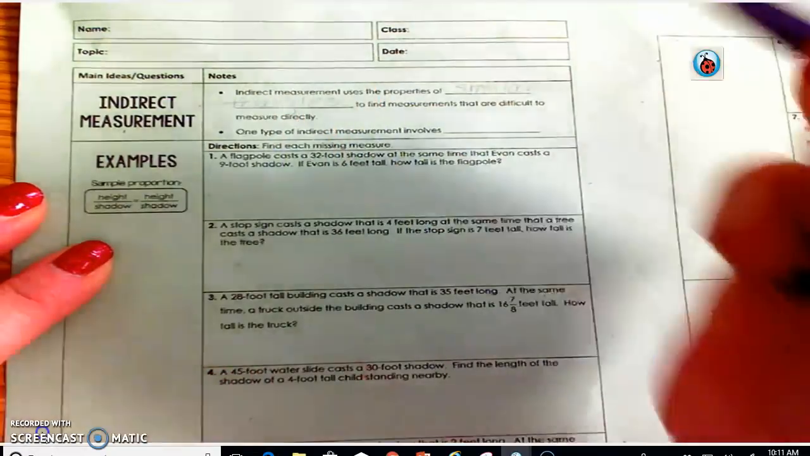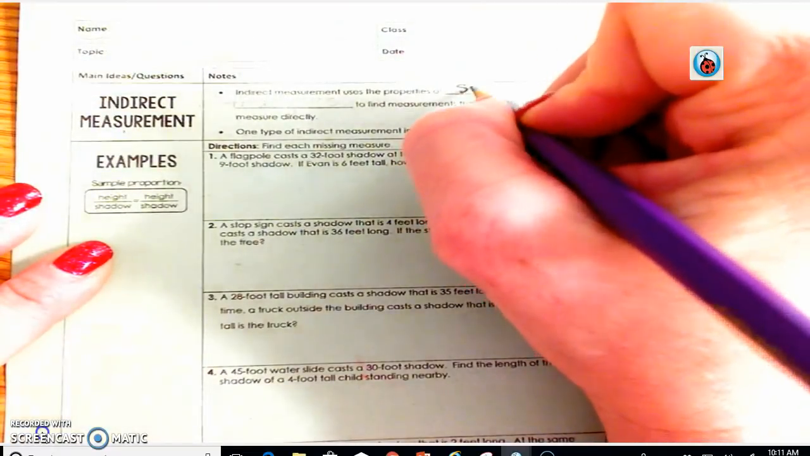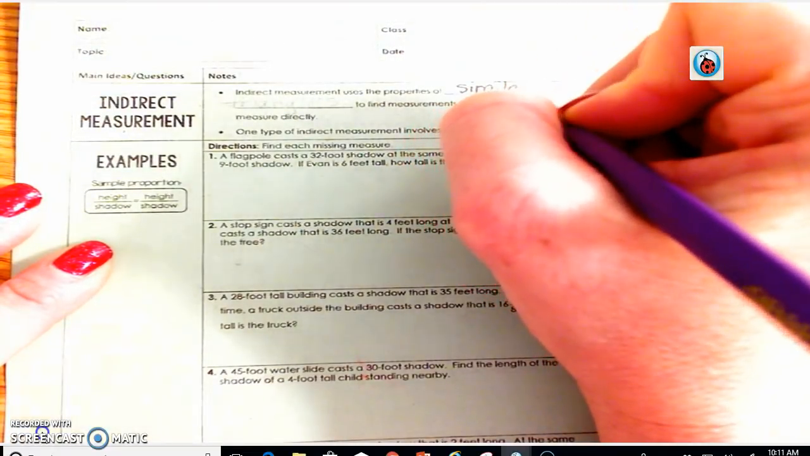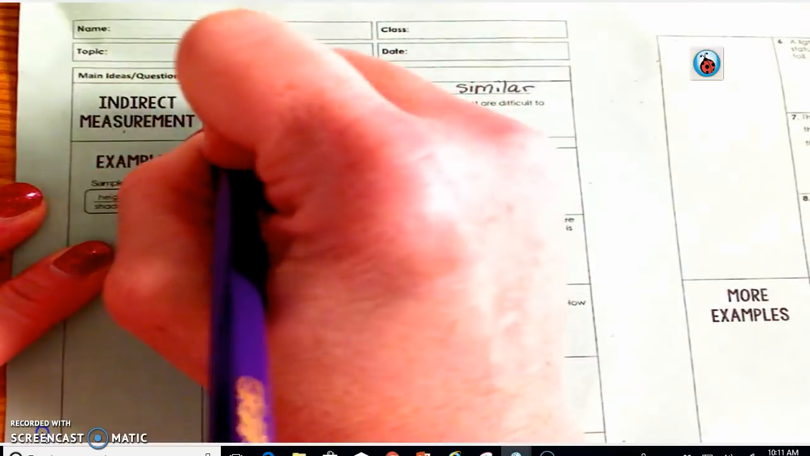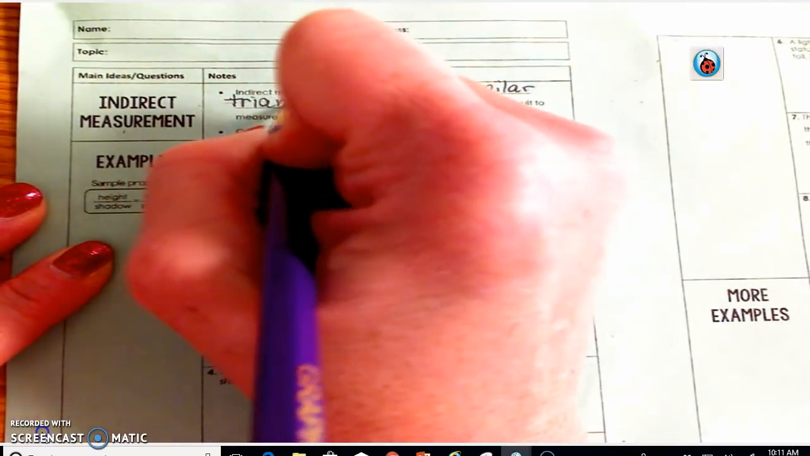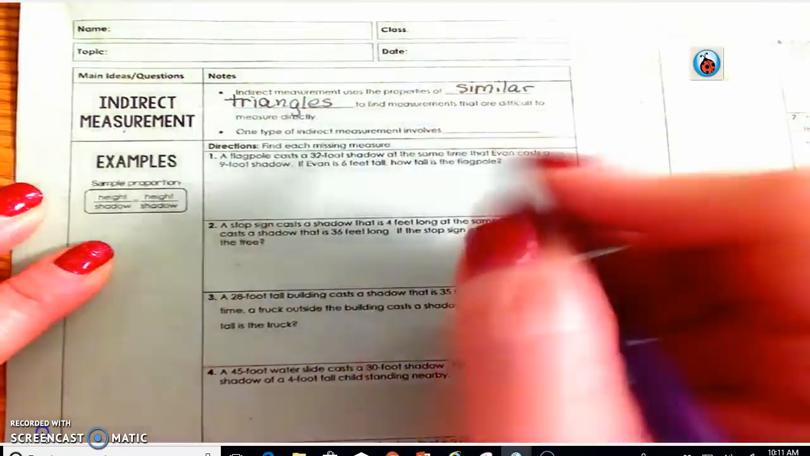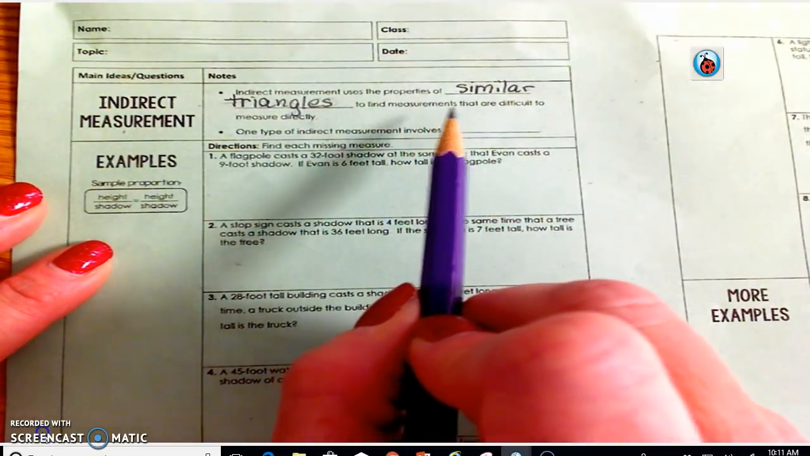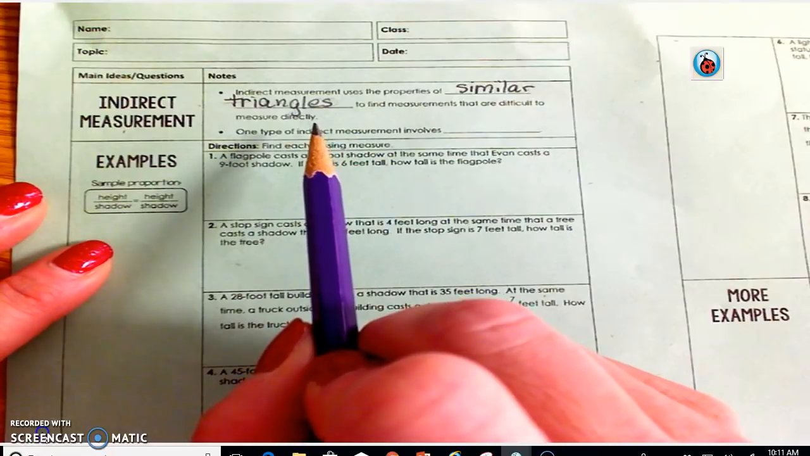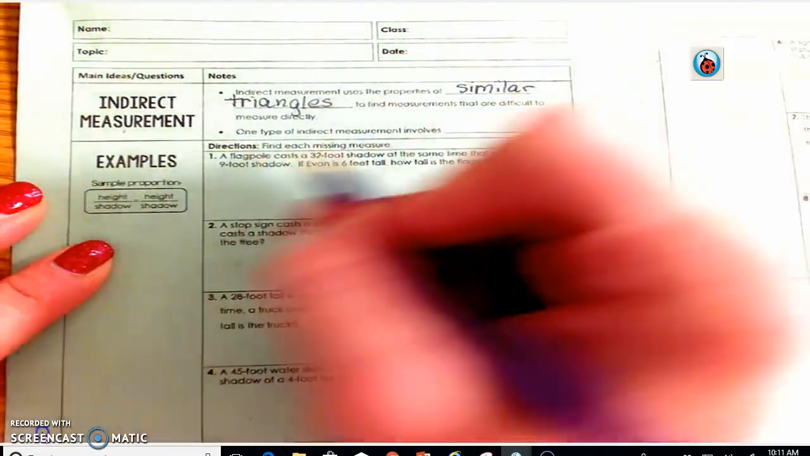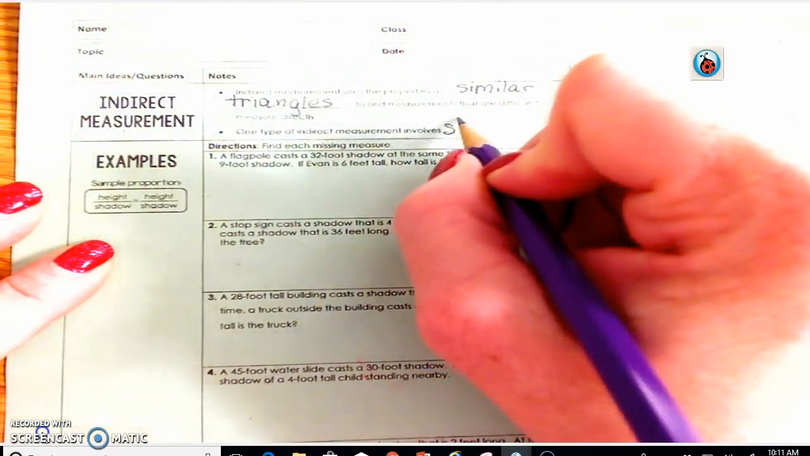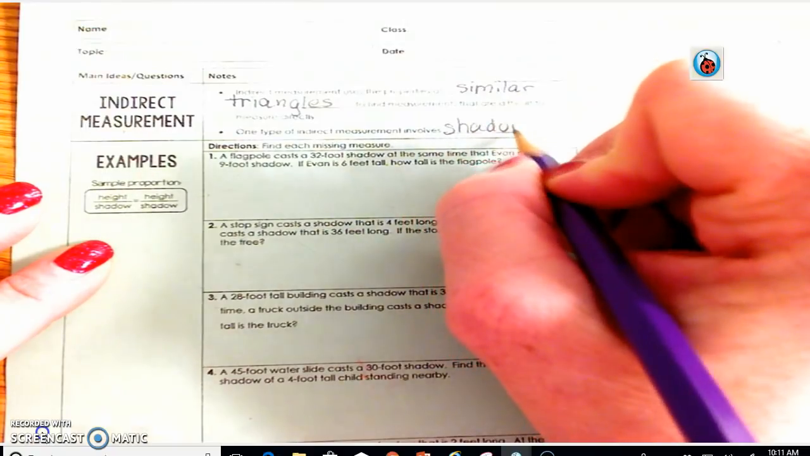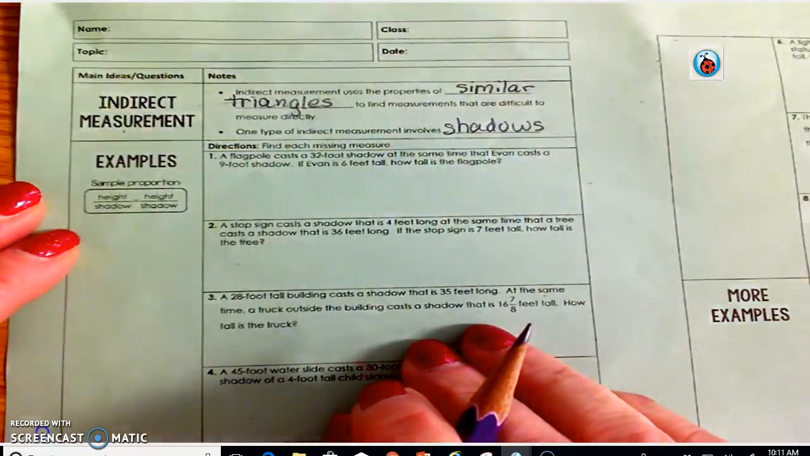Indirect measurement uses the properties of similar triangles. That's the reason I said that you're going to already know how to do this. Indirect measurement uses the properties of similar triangles to find measurements that are difficult to measure directly. One type of indirect measurement involves shadows, and that's what we are going to look at.